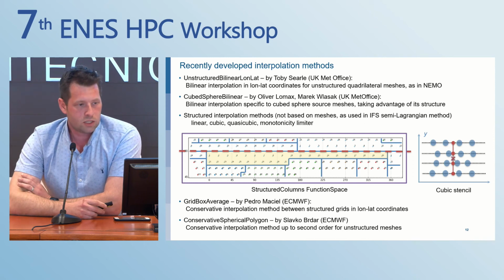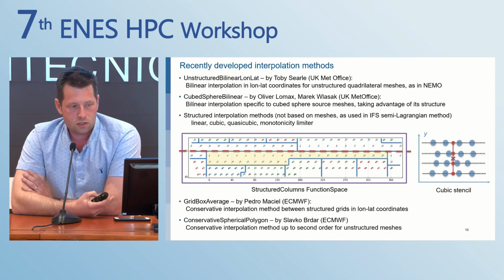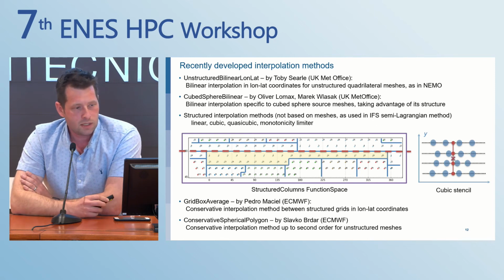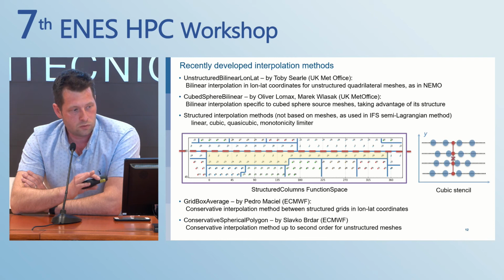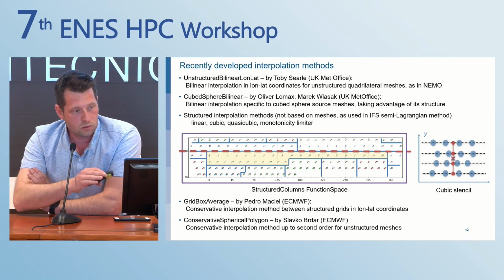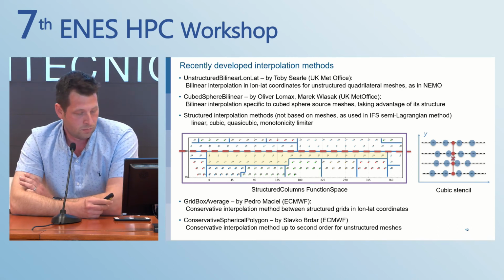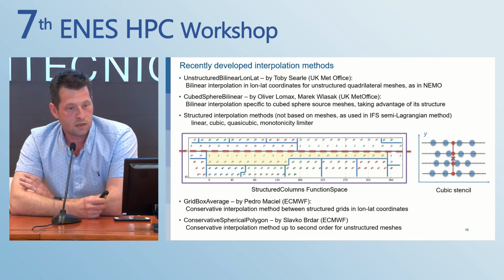Then we have structured interpolation methods that are not based on meshes, and they're like the IFS semi-Lagrangian method. So there's different orders: linear, cubic, quasi-cubic, with the optional monotonicity limiter. And they use a so-called structured columns function space, which here you see a shaded region which is at the North Pole. The red dashed line represents the pole. And you see that there's halos of 2 points created. And you see that it even goes north of the North Pole, so that when you are getting any point in between the first latitude and the North Pole, you get a full stencil, and halo exchanges will make sure that those points are getting the correct value. Then you see that there's a cubic stencil there, how that's implemented.